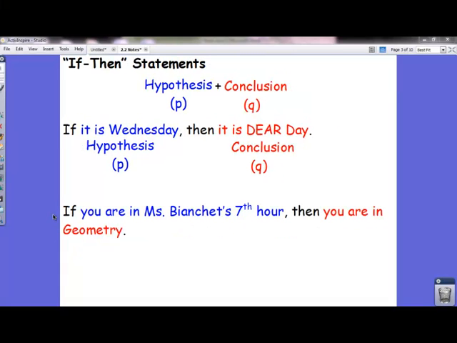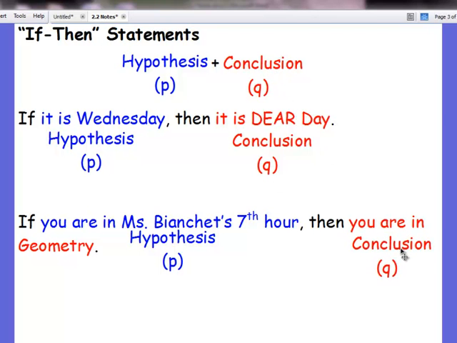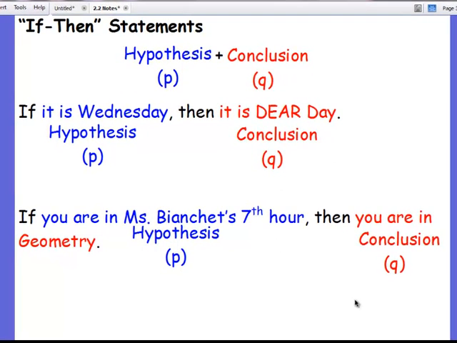Okay, here we have another example. If you are in Miss Biancat's 7th hour, then you are in geometry. So our hypothesis here is you are in Miss Biancat's 7th hour, followed by our conclusion, which then means you are in geometry.